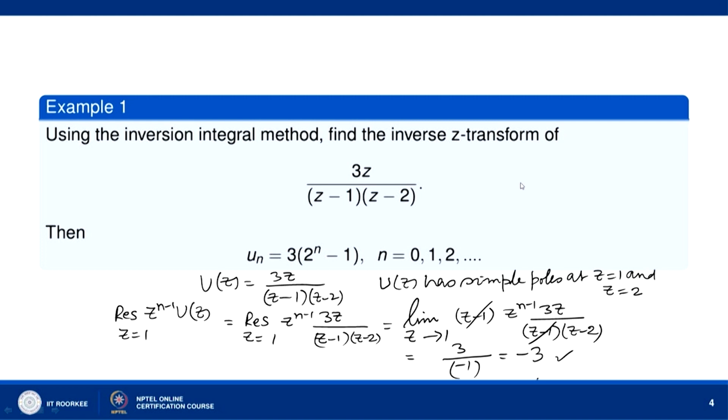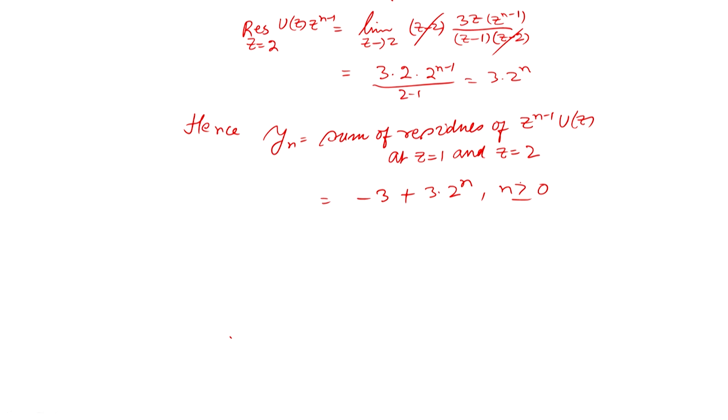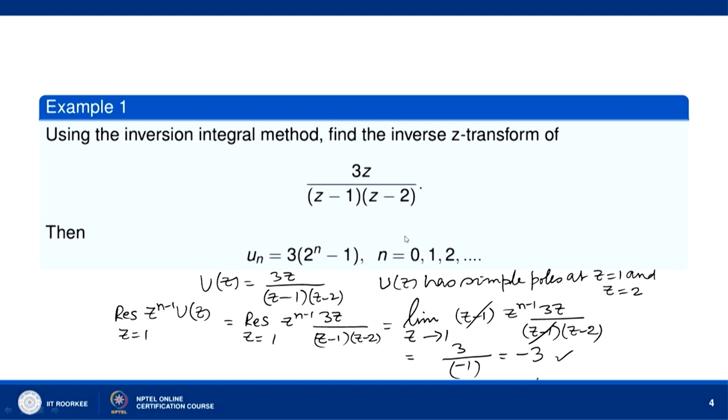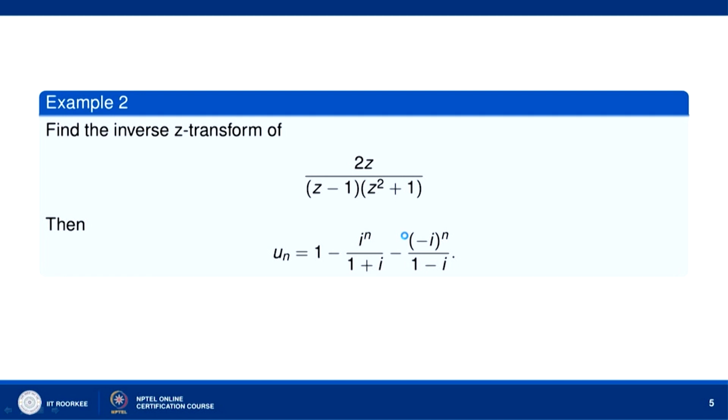So, we get this sequence 3 into 2 to the power n minus 3, 3 into 2 to the power n minus 3, 3 into 2 to the power n minus 1. Okay. So, this is how we get the inverse Z transform here using the inversion integral method. Let us take one more example here.